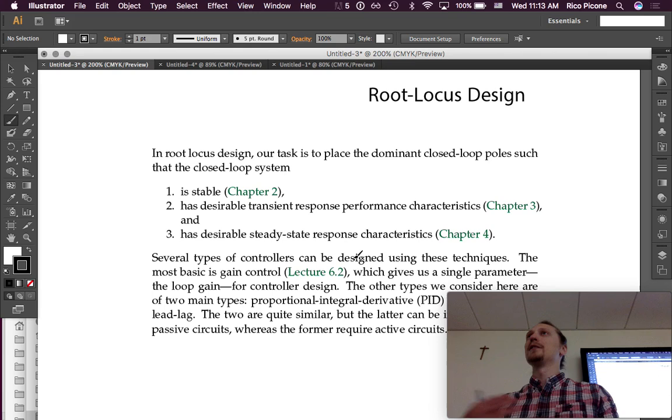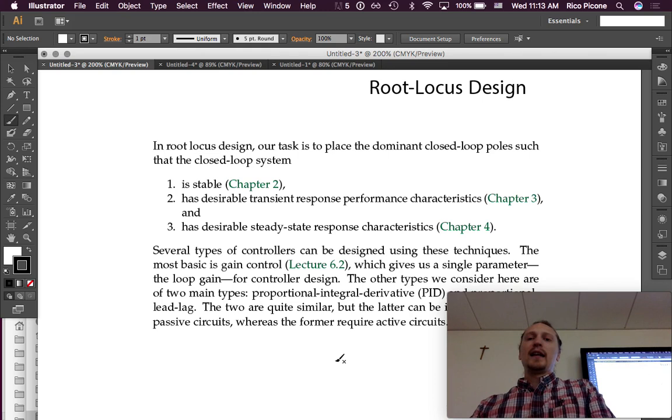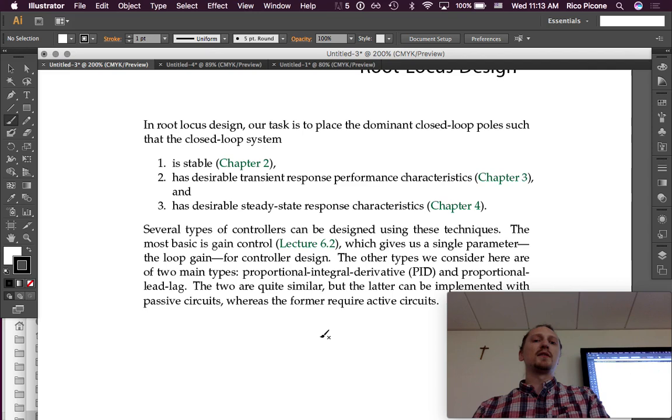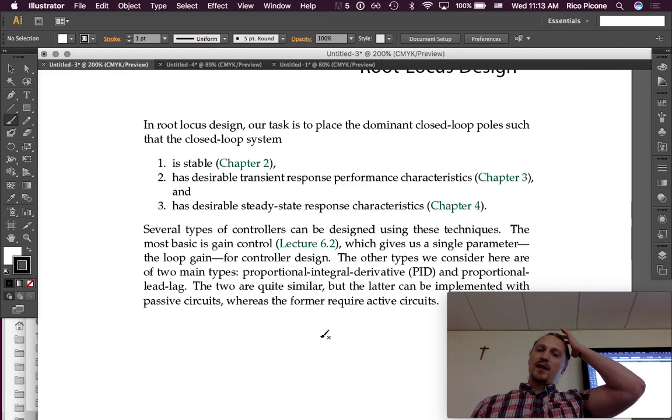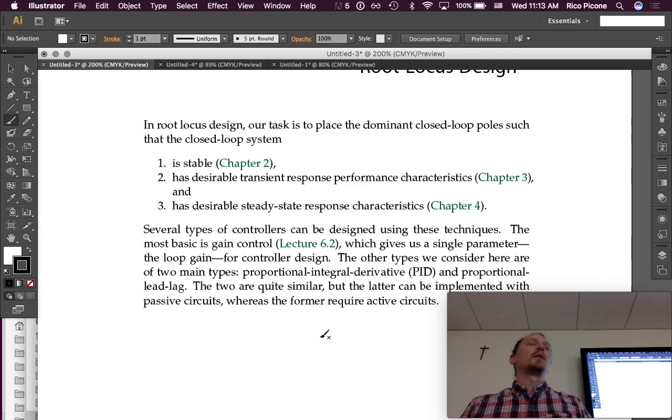So several types of controllers can be designed using these techniques. The most basic is gain control, which is 6.2, something we'll cover today. It gives us a single parameter, the loop gain, for controller design. So we can just adjust the gain, move along the root locus, and get something to happen. It isn't always going to work for us, but that's the bare minimum controller design.